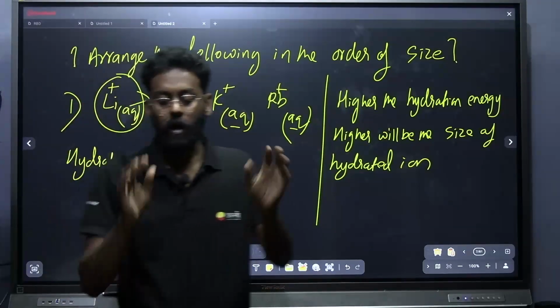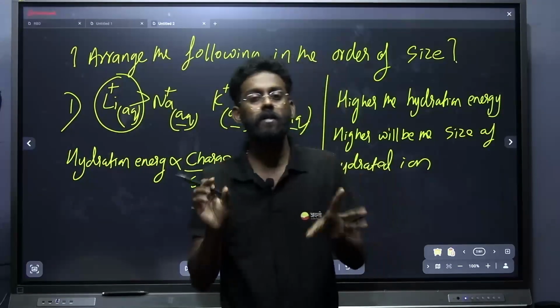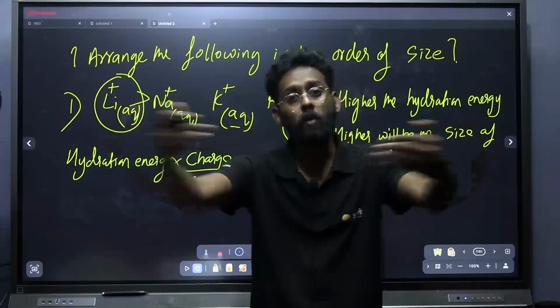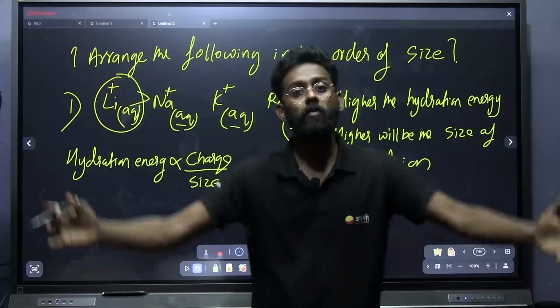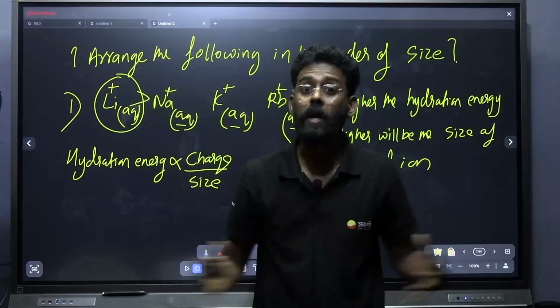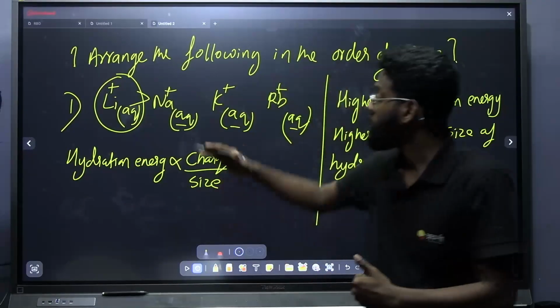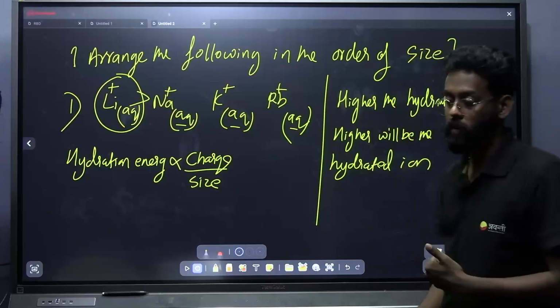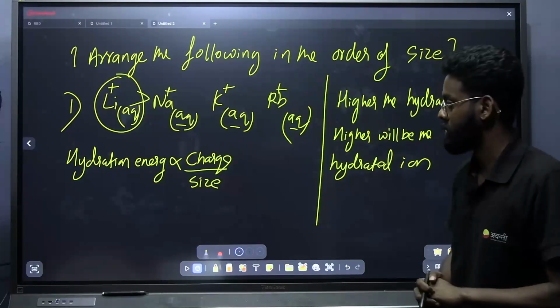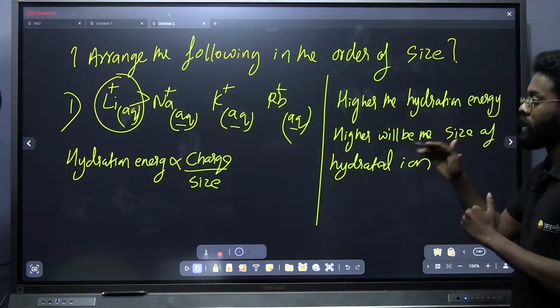That is, if an ion has the highest hydration energy, more water molecules will be surrounding it. If more water molecules are surrounding it, the size will increase, right? And here that size is what is being asked. So this is the point I want you to take note of.